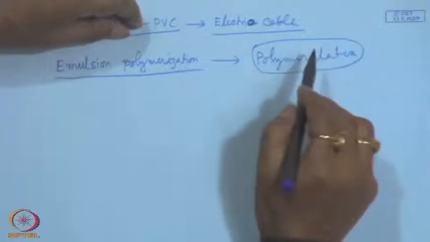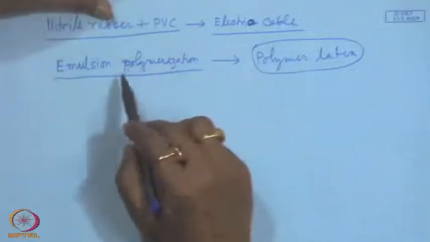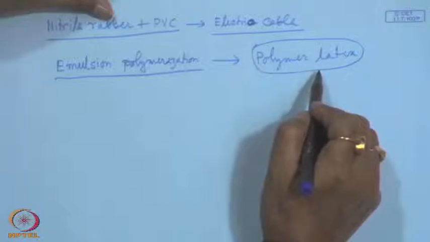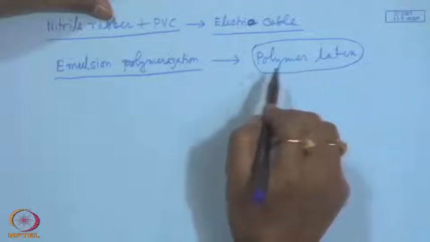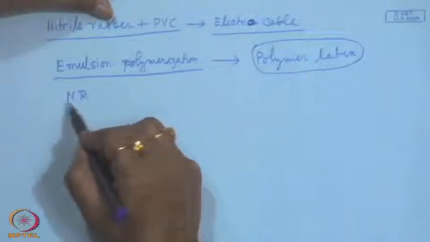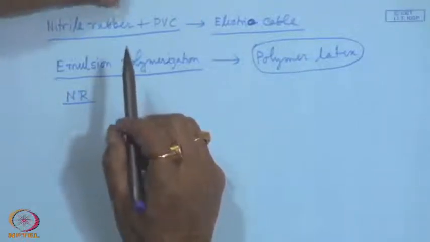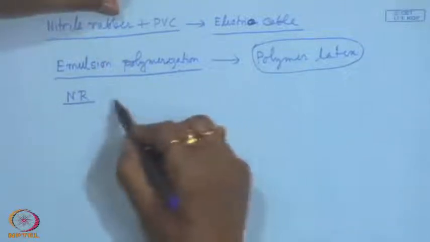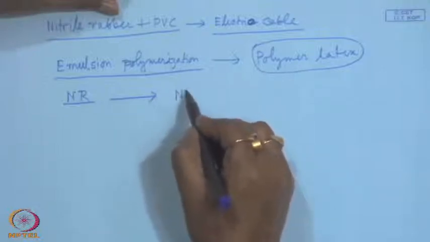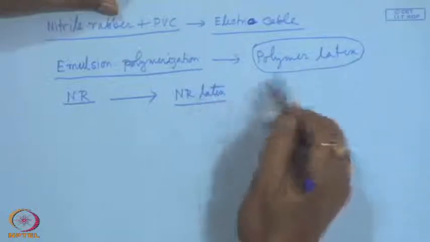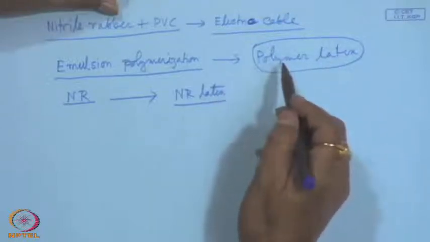Now, this is a case of synthetic polymer latex. That means, polymer produced by emulsion polymerization technique artificially. Now, there are some naturally occurring latex, say natural rubber latex produced by the Hevea brasiliensis tree, that is also a latex known as NR latex. Okay. So, we can have polymer emulsions or polymer latex.